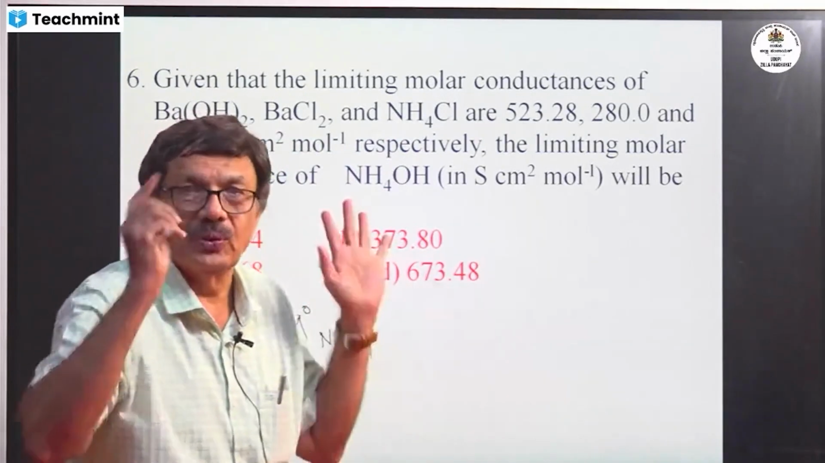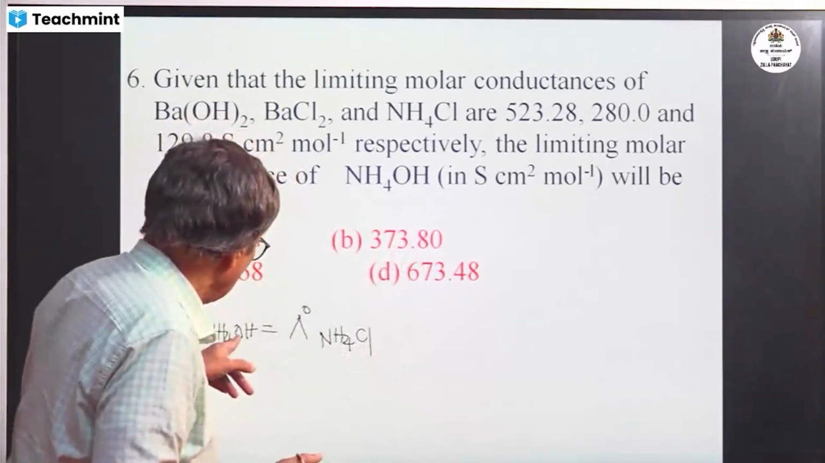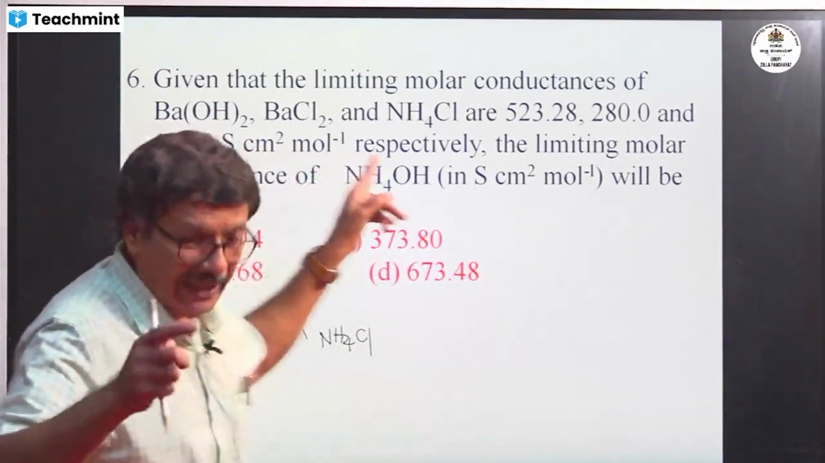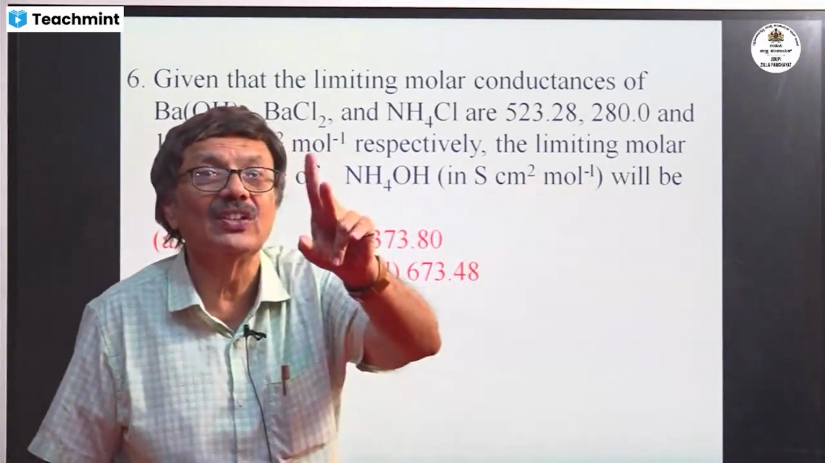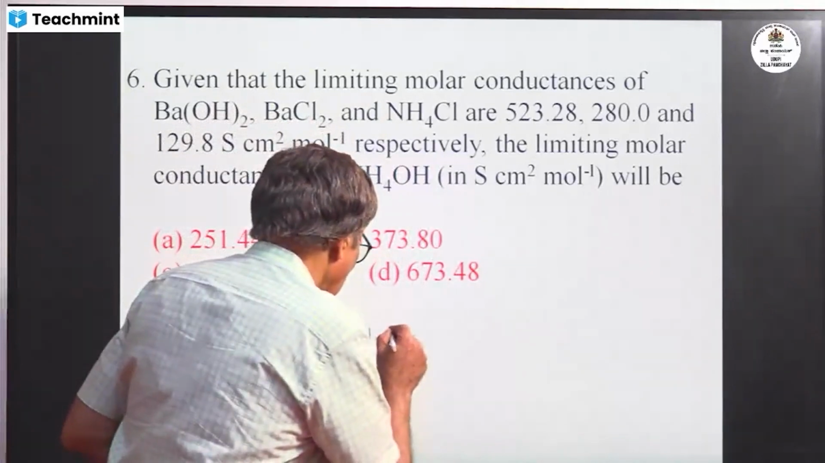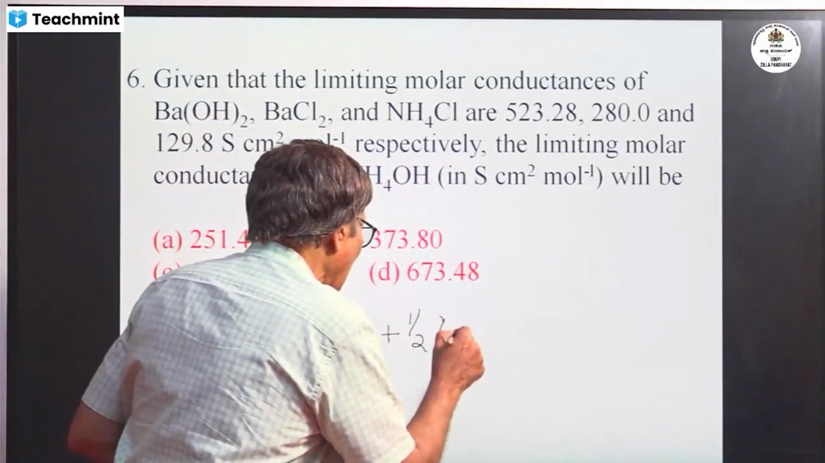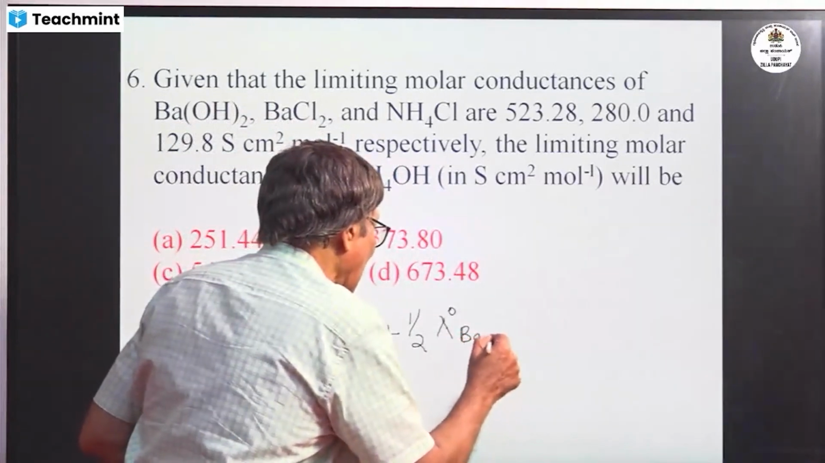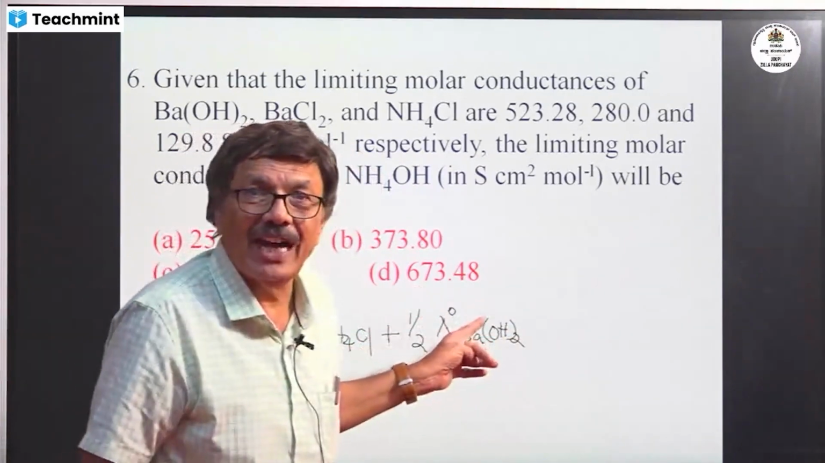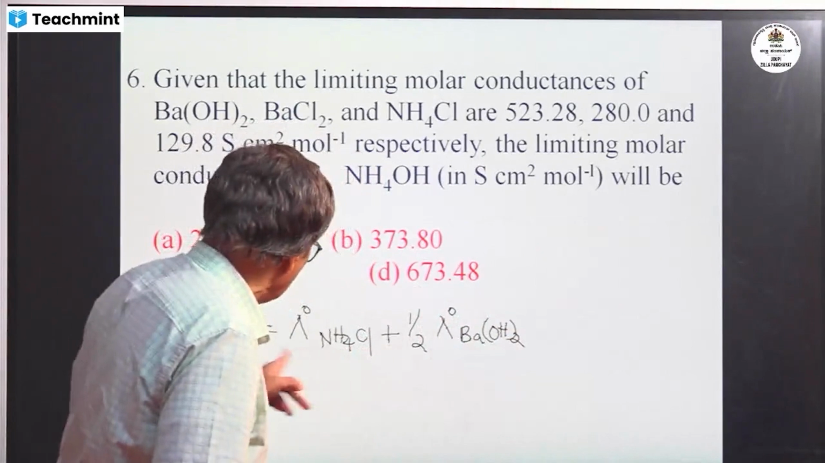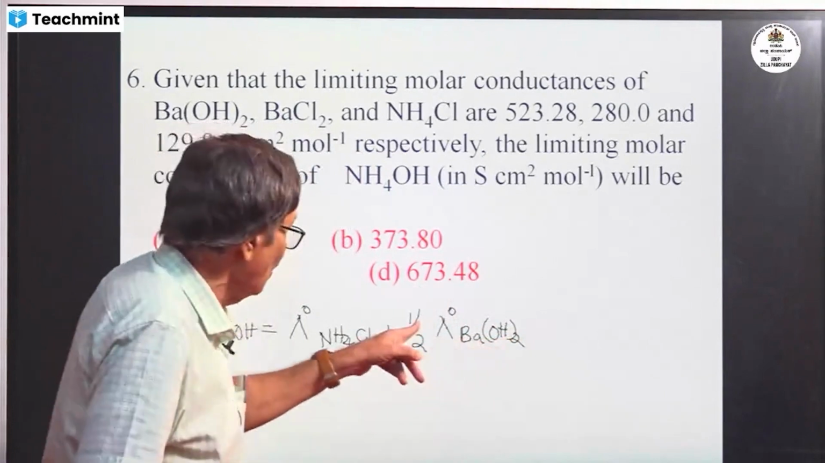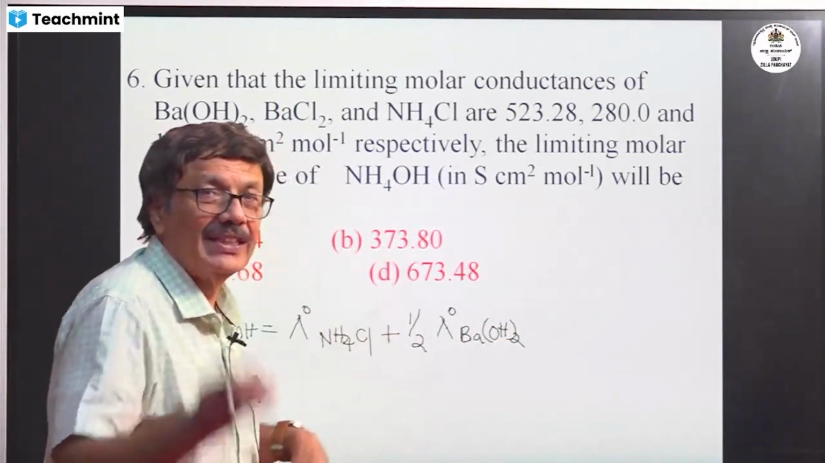Let us see what we have to do. We got the ammonium ion. Then we want OH ion. OH ion is in barium hydroxide. But one molecule of barium hydroxide contains two OH ions. We want only one. So what we should do is plus half into lambda naught of barium hydroxide. You understood why you have to multiply it by half? Because we want only one OH here. Here there are two, we want only one OH, so you have to multiply it by half.